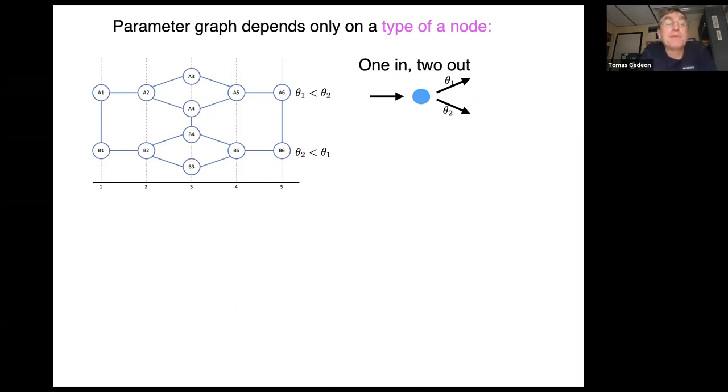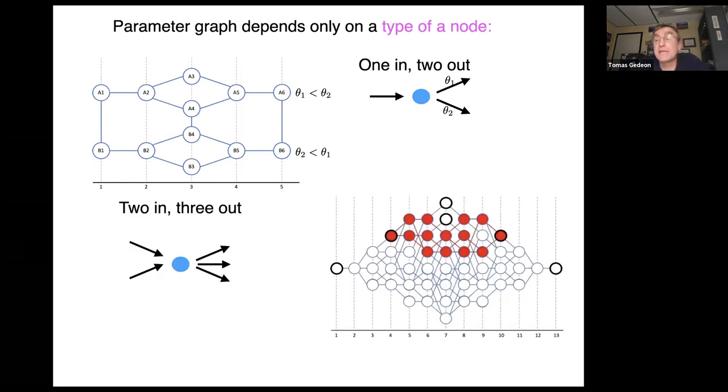The top six nodes will be the ones in which the thresholds are in one order. The bottom one will be a different order. I'm not going to write what these orders are, but it's basically how many ways you can take the symbols L and U and put a theta one and theta two in between them. So that's the parameter graph, and that can be computed, and we computed it.